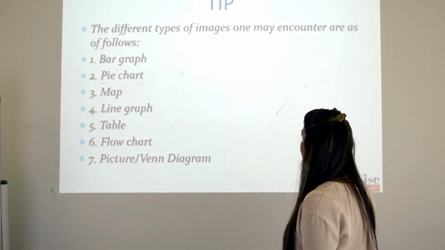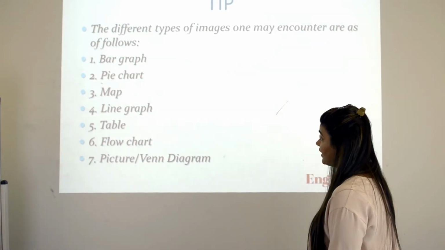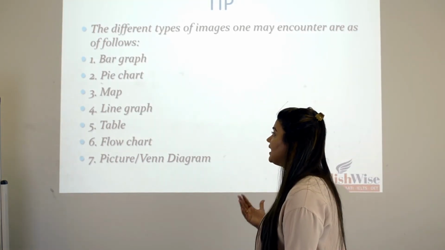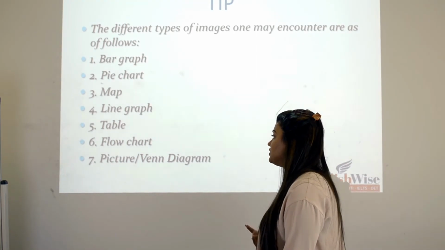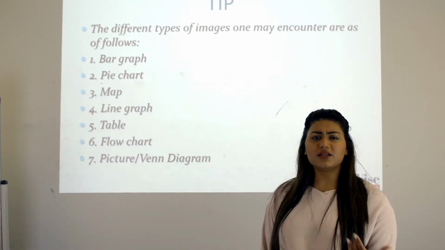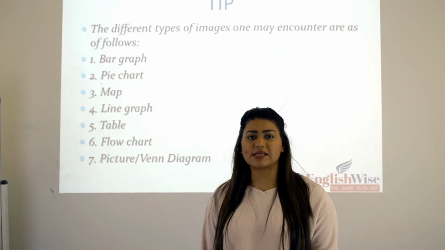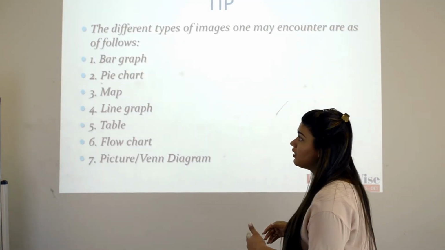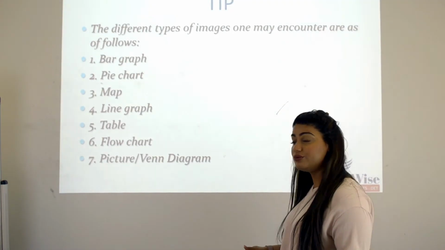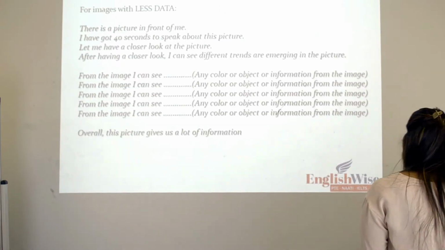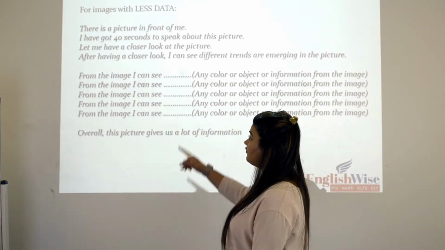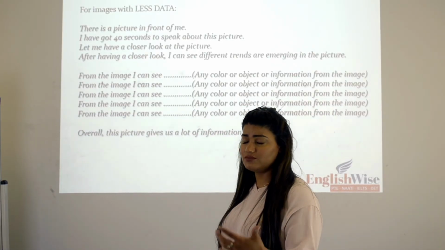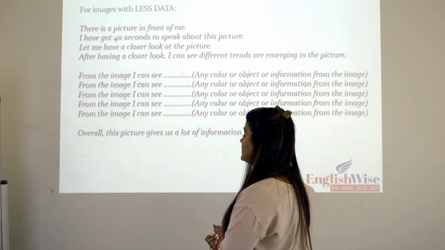Now, just a quick tip, guys. The different types of images one may encounter are as follows: bar graph, pie chart, map, line graph, table, flow chart, picture, Venn diagram. You might come across some random images as well. So these are the different types of images that you may encounter. Now let's quickly discuss the hack, guys. If you want, you can take a screenshot of this slide as well.